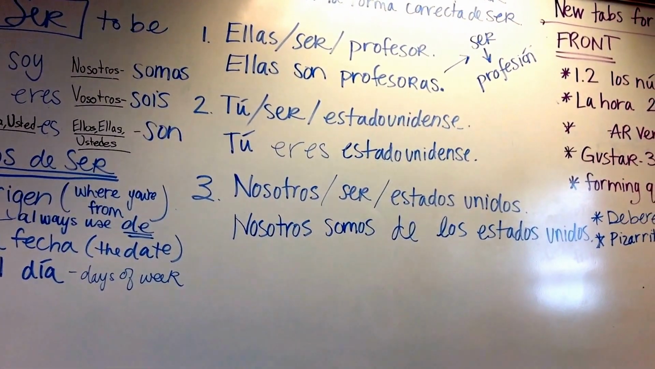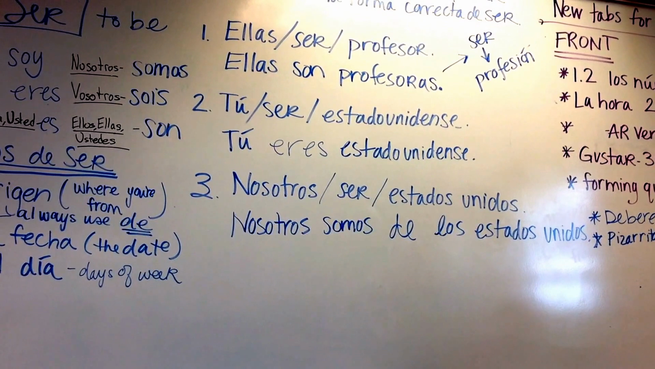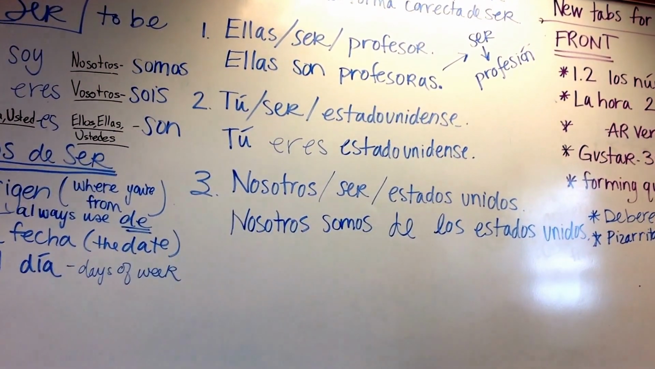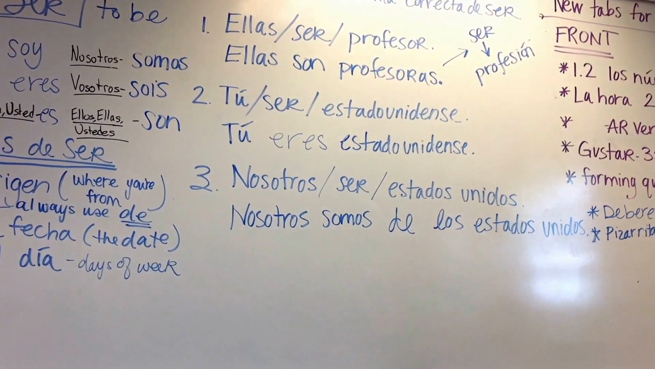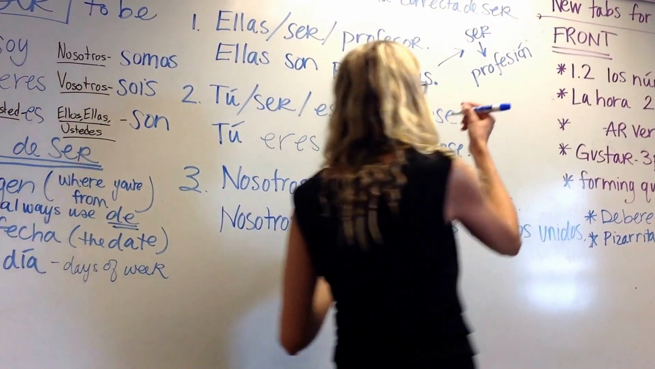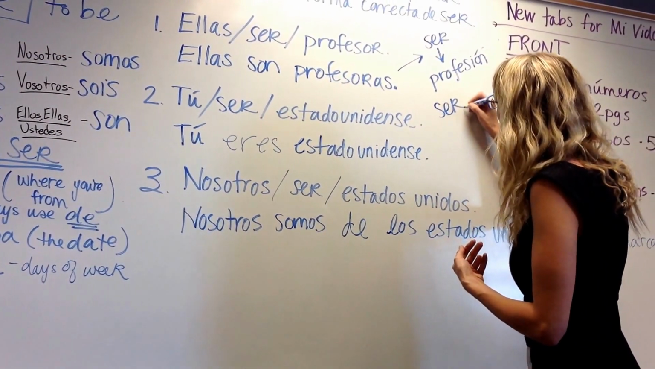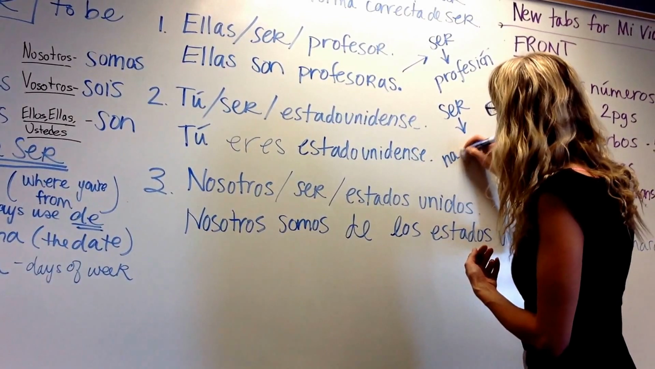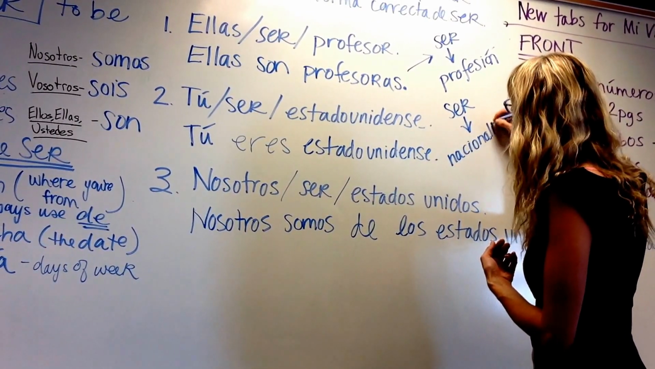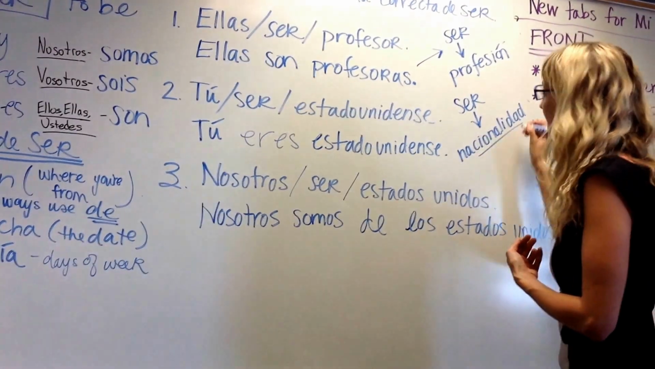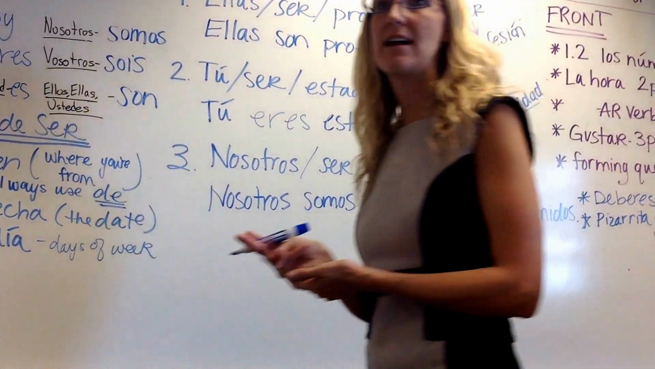What use of ser is this one? What did I give you? French is one of these. Canadian is one of these. Mexican. What are those called? Nationalities. So ser will always go with nacionalidad. Your nationality will always be ser.